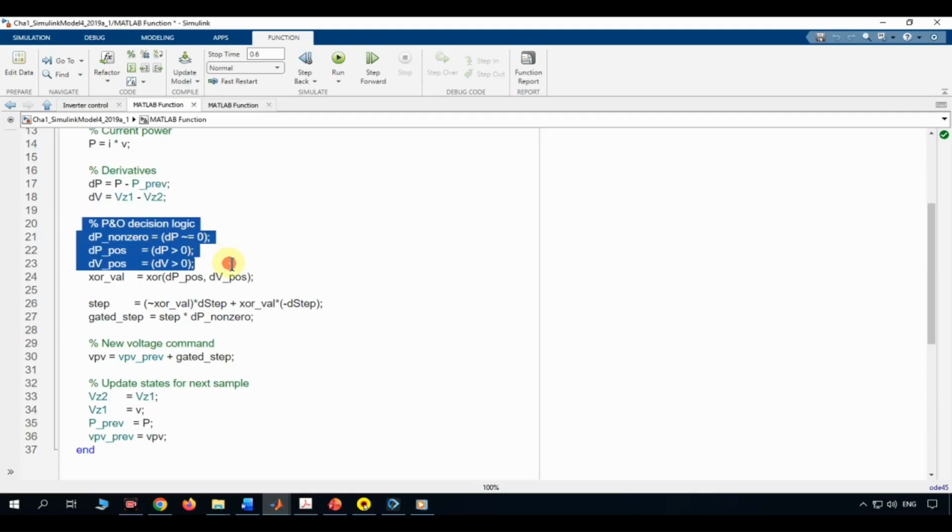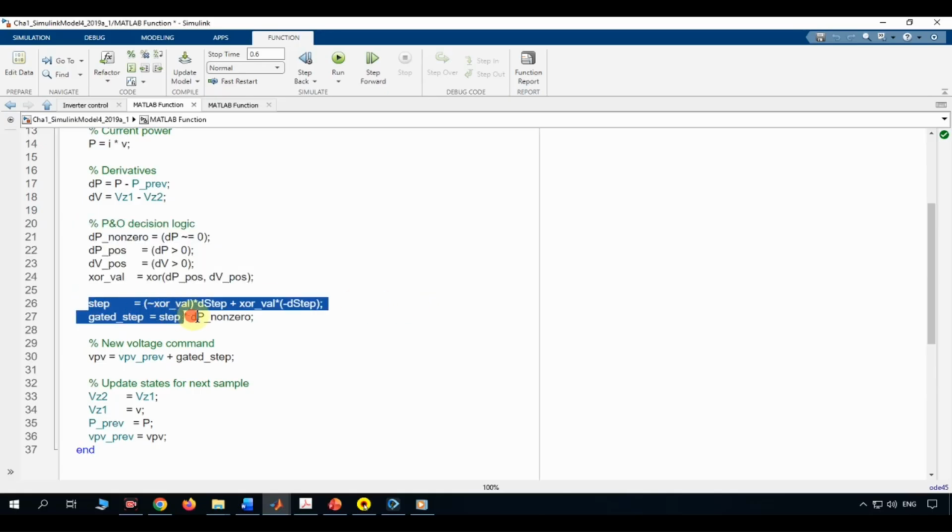The decision logic. This is the classic P&O rule, written as arithmetic instead of if/else. If dP and dV have the same sign, XOR_val equals 0, power and voltage move together. You're still climbing toward the peak, keep stepping the same direction, plus d_step. If they have opposite signs, XOR_val equals 1, you overshot the maximum power point, reverse direction, minus d_step. Gated_step zeros the step out entirely if dP equals 0. No change in power means no reason to perturb.